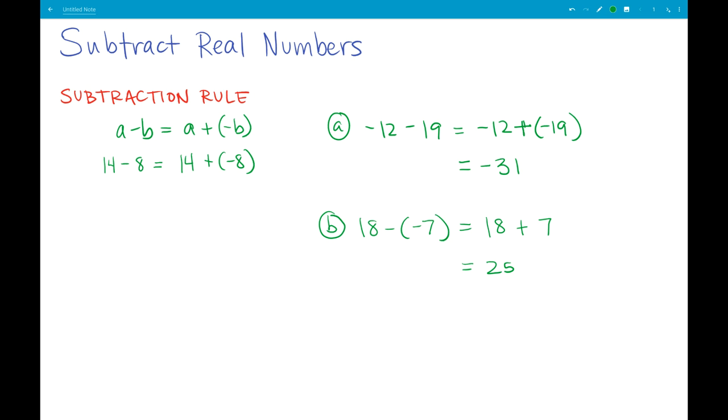So that's the subtraction rule to subtract real numbers. Just remember that if it makes it easier, you can add the opposite of the second number.